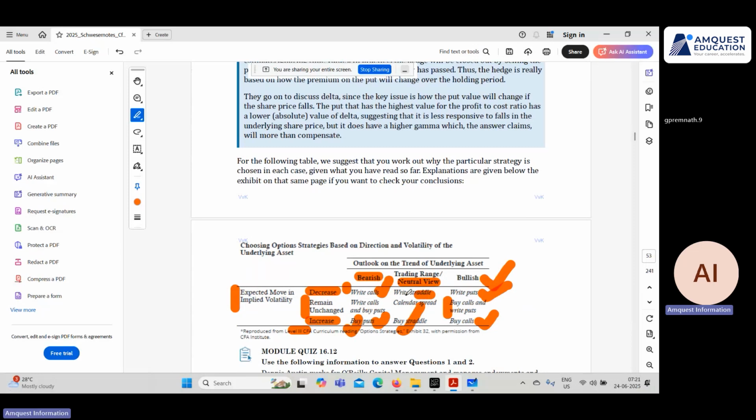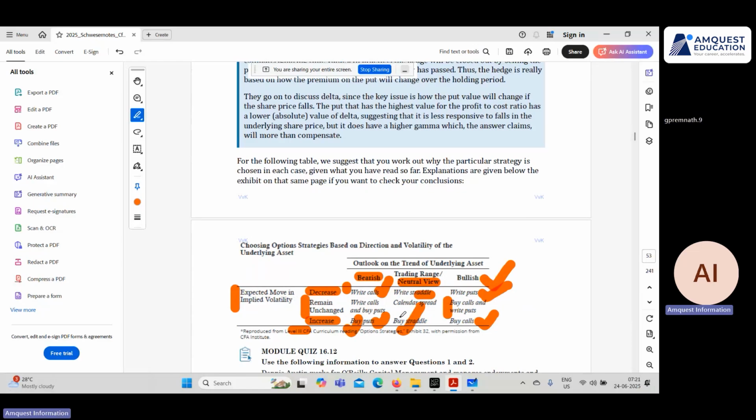So I can earn some money by writing the straddle. And if the volatility remains unchanged, basically it is normal. So basically it's a standard way where the volatility is not too much and I don't have a view, it's a neutral view. So I can do a calendar spread where I can go short in a short term and go long in a long term, or vice versa, depending upon where the market is moving.